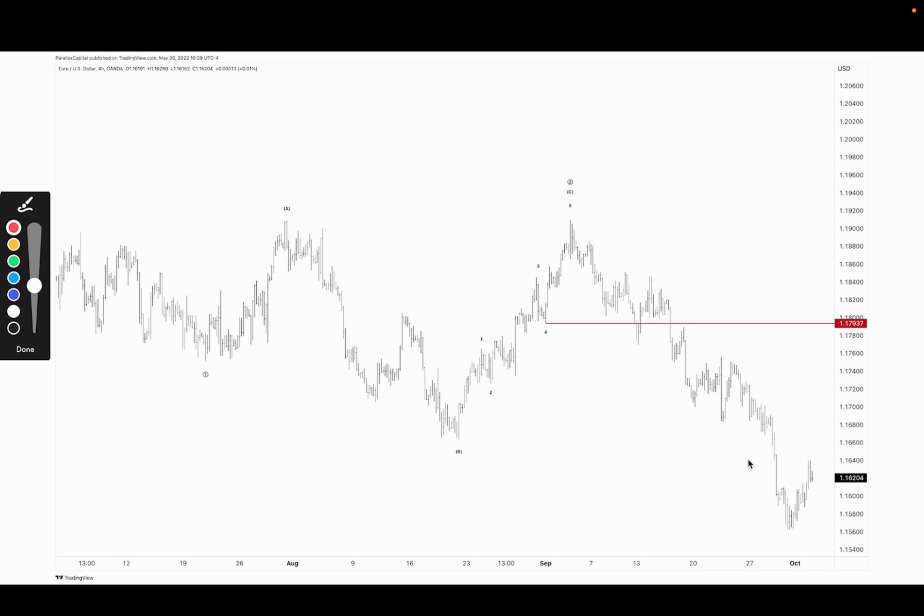All right, so that covers it for the flat. It's a very simple pattern to trade. I think the difficulty with trading a flat is not necessarily figuring out how you're going to trade it, but correctly identifying the flat sequence in real time. Zigzags are very easy to identify. You know, they're sharp, typical pullbacks.